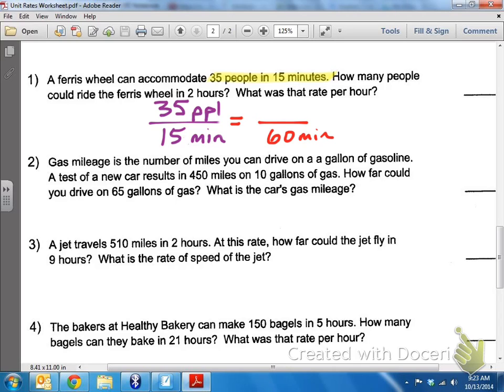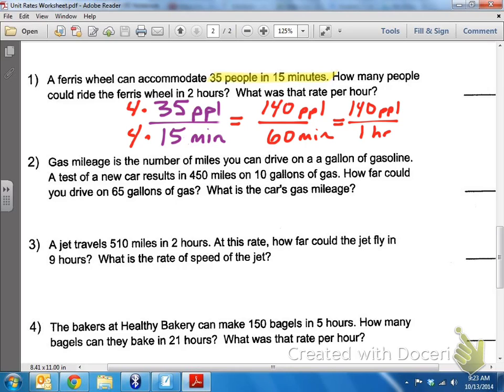So how do I make 15 minutes into 60 minutes? Well, I multiply both top and bottom by 4. And 4 times 15 is 60. 4 times 35 is going to give me 140 people per 60 minutes. But we could change 60 minutes into 1 hour, so 140 people per 1 hour. So it is a unit rate now because look at my denominator. It's 1. But rather than using minutes, we used hours.